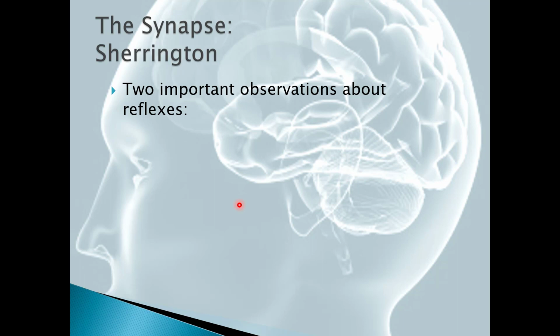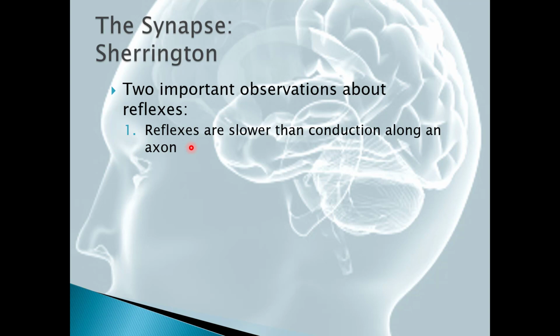So two of his important observations, and he really made three, but we're only going to discuss two as they're what's important for what we're going to be talking about in this video. So two important observations that he made about reflexes from that reflex arc was that one, reflexes are slower than conduction along an axon. So they knew at the time, it had been measured, that an action potential speed in that system was 40 meters per second. Now remember, we said it could be anywhere from 1 meter per second to 100 meters per second.